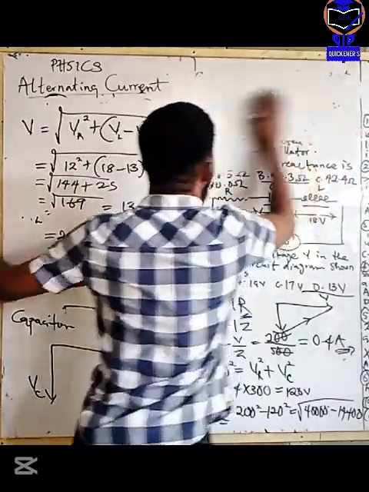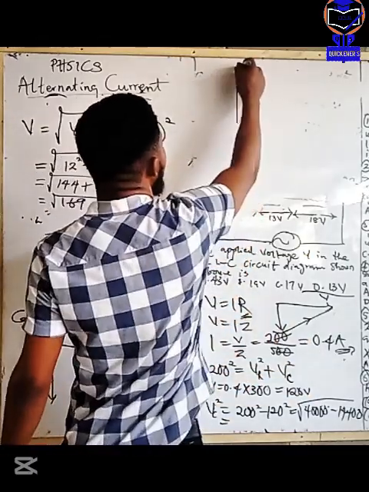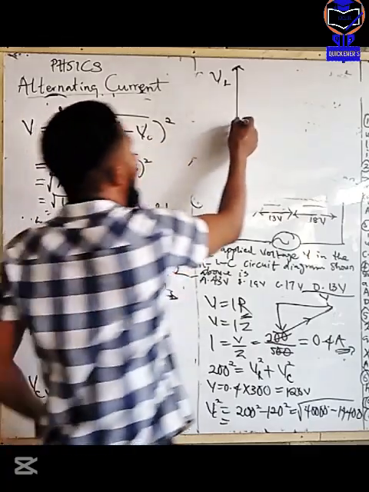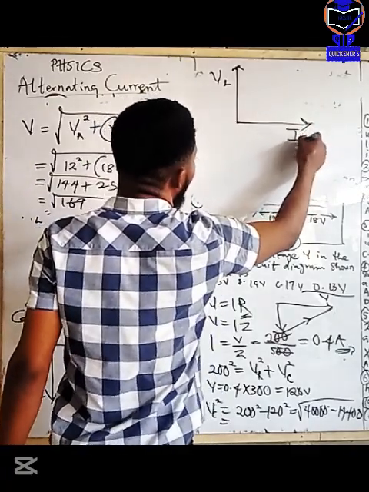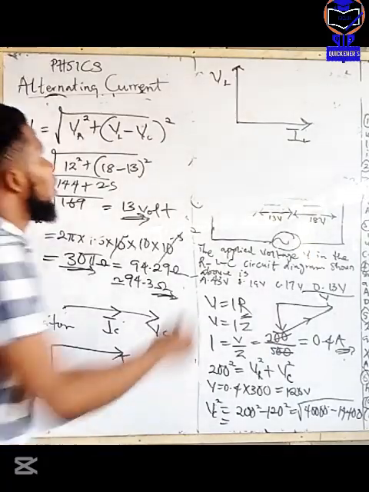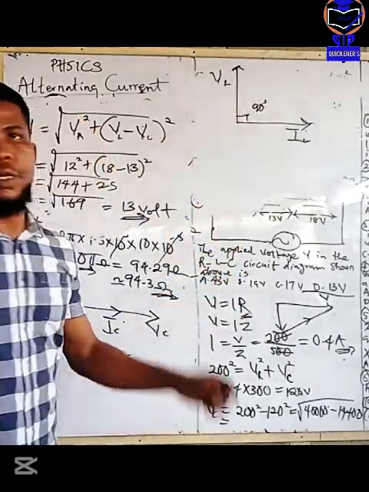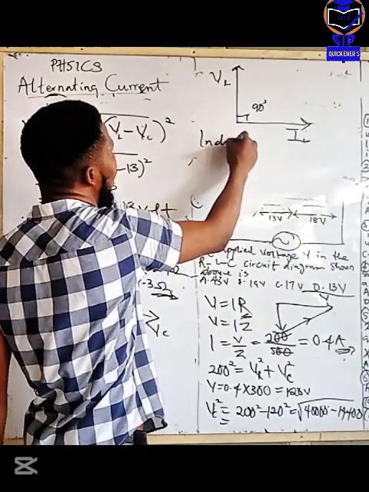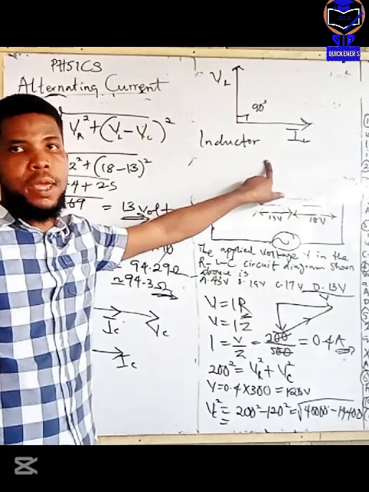Now for inductors, the voltage is ahead. The inductive voltage is ahead of the current. So the voltage is ahead by 90 degrees, or the current is lagging behind by 90 degrees, for an inductor in an AC circuit.